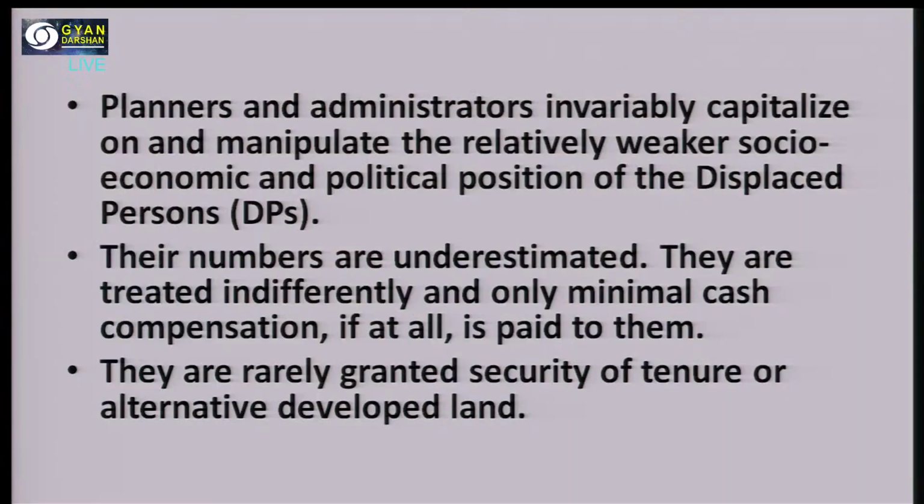Now, moving ahead with displacement, let us also be informed that planners and administrators invariably capitalize on and manipulate the relatively weaker socio-economic and political position of the displaced persons. Their numbers are underestimated. So the number of displaced people is underestimated. They are treated indifferently, and only minimal cash compensation, if at all, is paid to them. They are rarely granted security of tenure or alternative developed land.